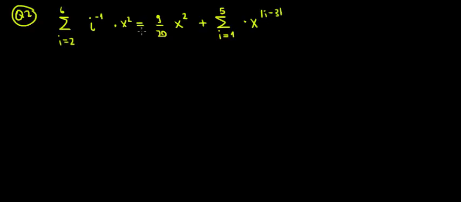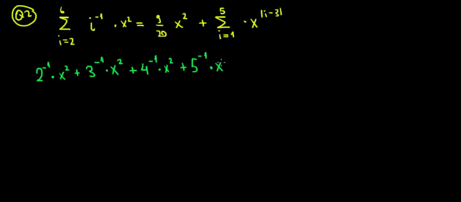Alright, so how do we go about this question? We literally have to substitute the values of i and add them up. So let's do it. That's going to be our first step. In the first step we would have 2 to the power of minus 1 times x squared plus 3 to the power of minus 1 times x squared plus 4 to the power of minus 1 times x squared plus 5 to the power of minus 1 times x squared plus 6 to the power of minus 1 times x squared.